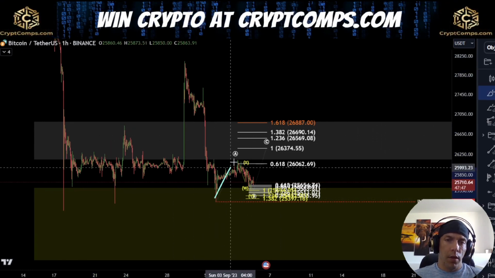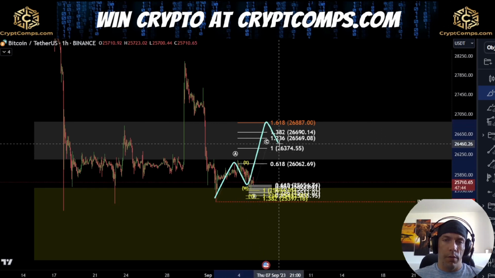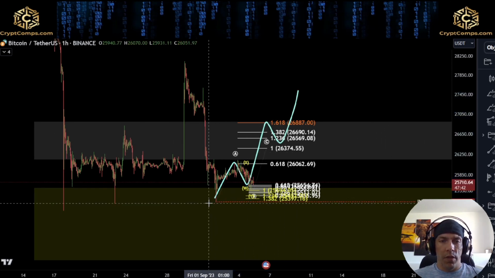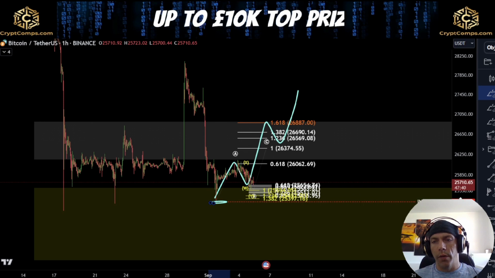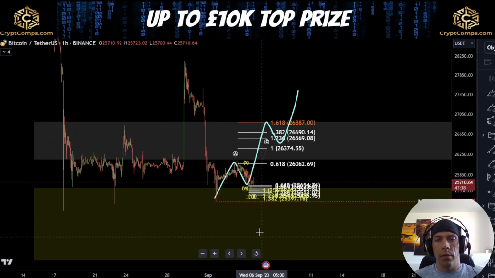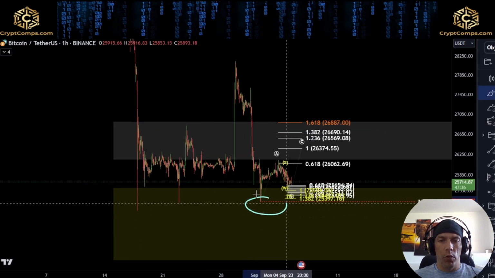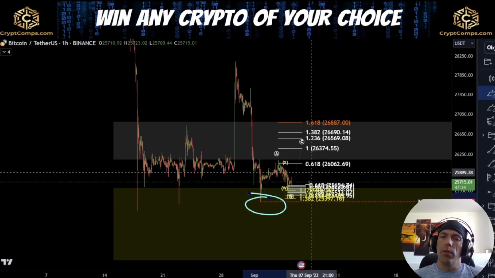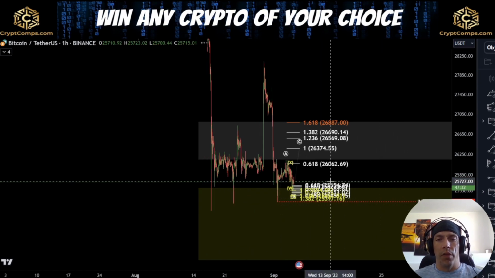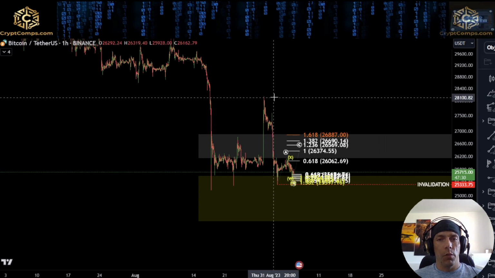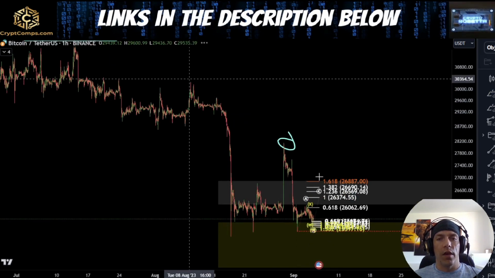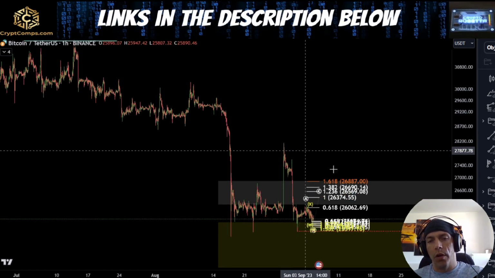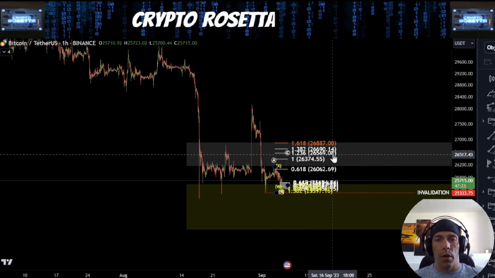If we do see this develop as 1, 2, 3, 4, and 5, it's going to become then important whether we hold this 25,333 level, because if we do manage to hold this zone, we could potentially look for a rally to the upside from this area. But, like I said, until we actually start taking some of these highs here, the likelihood is that price is going to be continuing down, in my opinion.